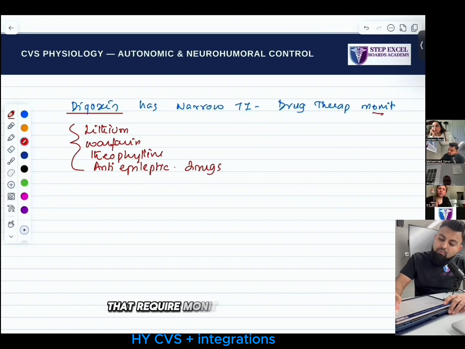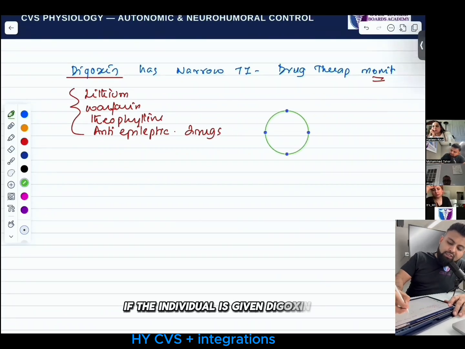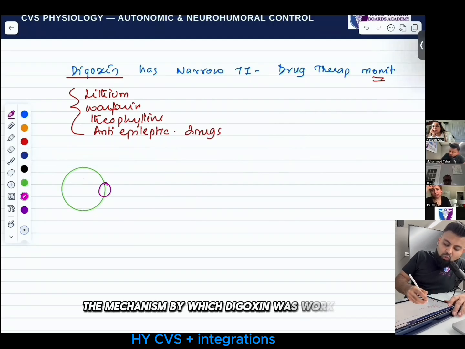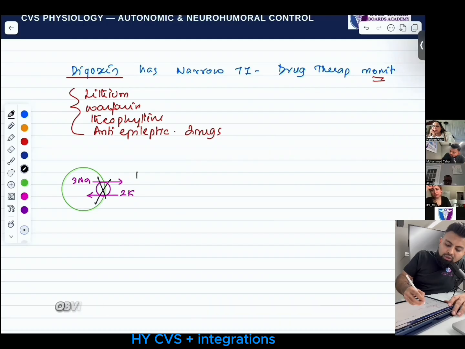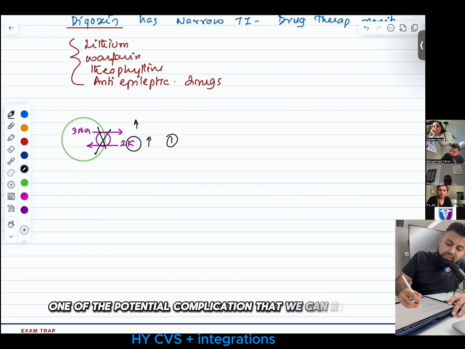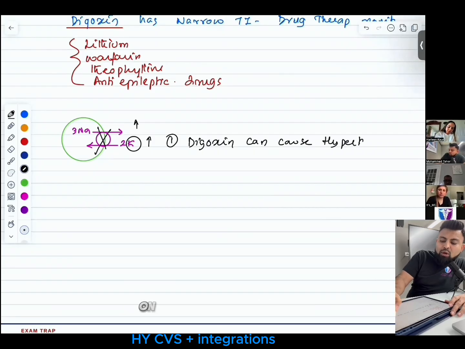They require monitoring. Now, if the individual is given digoxin, one of the adverse effects, as I told you just now, relates to the mechanism by which digoxin works, inhibiting the sodium-potassium ATPase pump. Recall 3 sodium going out, 2 potassium coming in. When I block this at a higher dose, obviously the extracellular potassium concentration gradually starts rising. So one potential complication to remember is that digoxin can cause hyperkalemia.